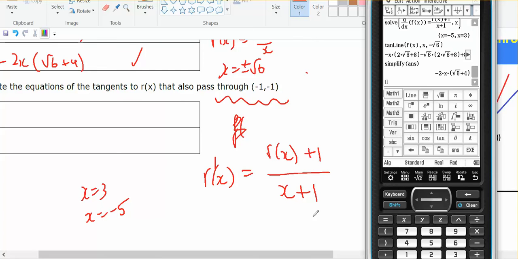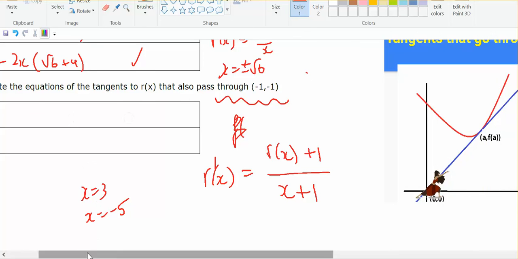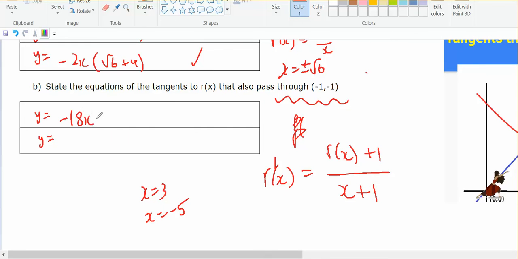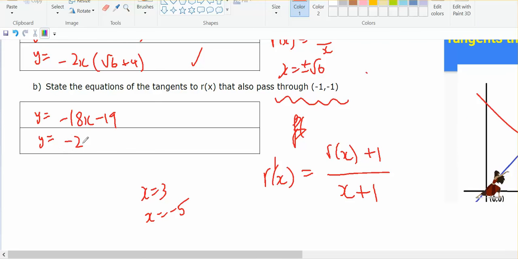So now I want tangent lines at those points. So tan lines at negative 5, and I might do it all together. Tan line at 3. Put my x, y there. And I get y equals negative 18x minus 19. And secondly, minus 2x minus 3. Done. That's A and B.